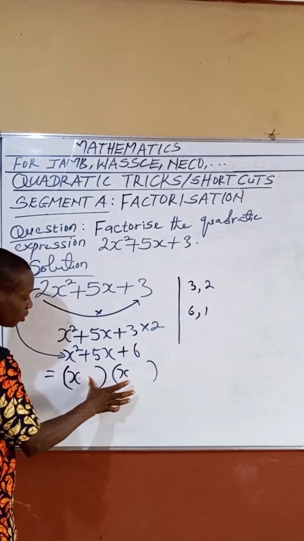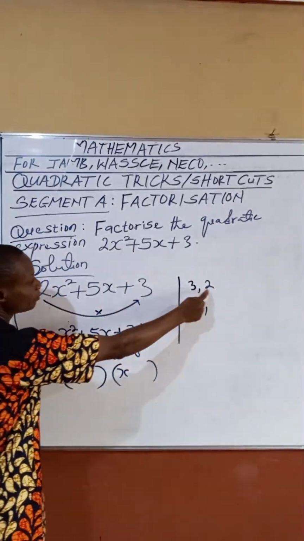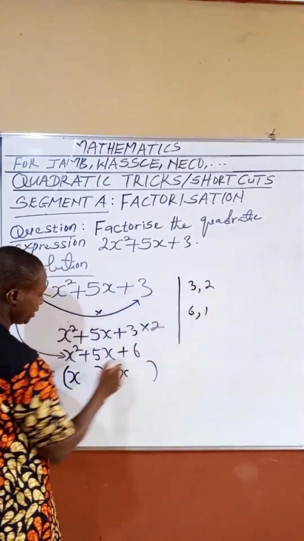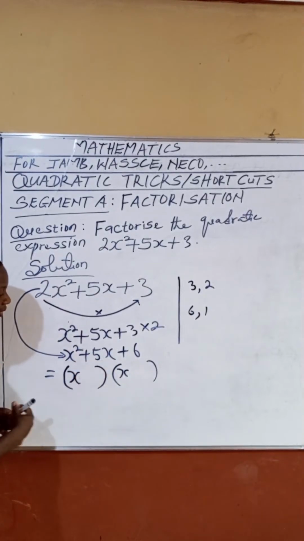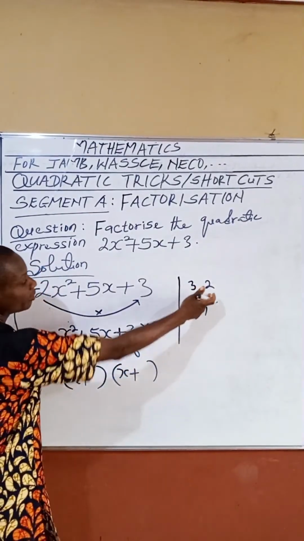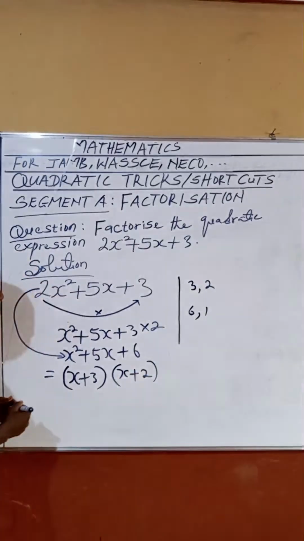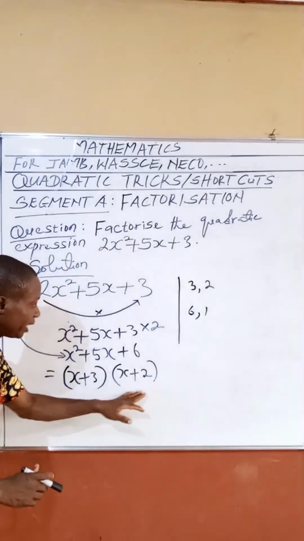Now, which of them are we going to put here? 3 times 2 is 6, and they are plus plus, right? Then 3 plus 2 is plus 5. See that? So it means that these two places will be plus and plus. You can choose any of them first. We can use 3 and 2 here. So this is how to factorize the expression, but we are not done yet, right?